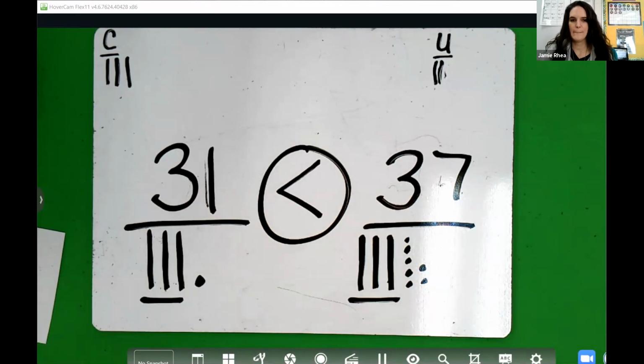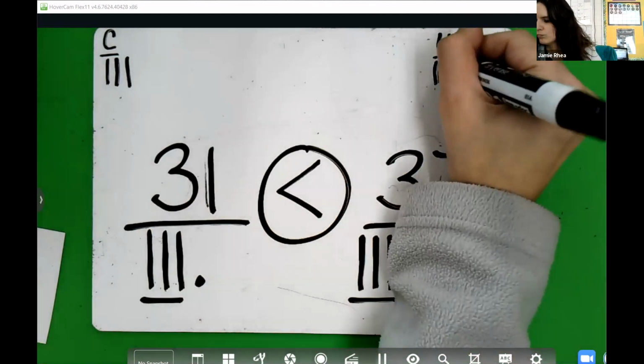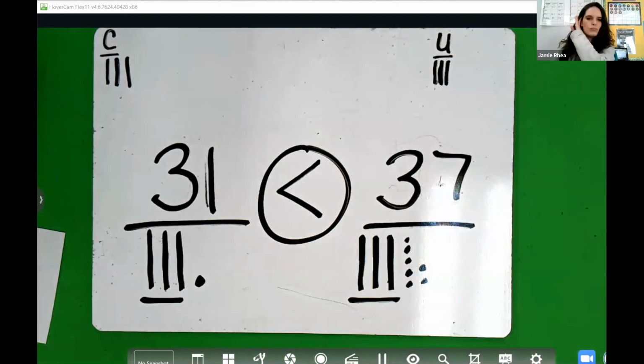We know that 31 is less than 37 because even though they both have 3 tens, 37 has 7 ones and 31 only has 1 one. That makes 31 less than 37.